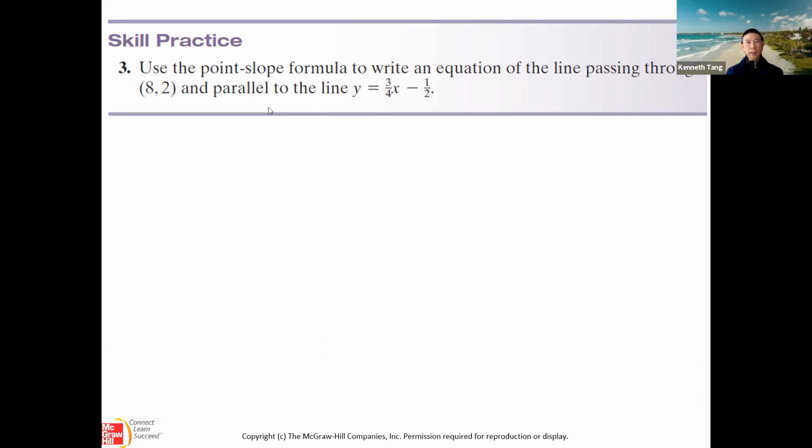Okay, same kind of situation, and all you have to do is use that point slope formula. You already know that the line must be parallel to your equation, so your slope must be the same, which is 3/4. Then you substitute the point into your point slope formula and solve for y so that you get the slope-intercept form.